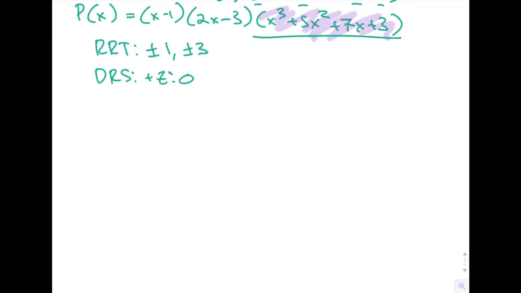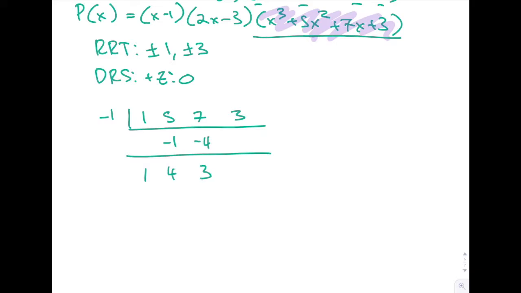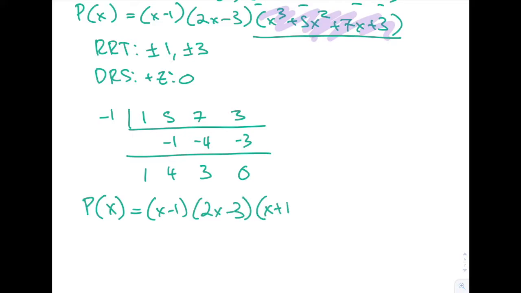I'll just do it once for -1. So we have -1, and our remaining polynomial is 1, 5, 7, and 3, which the 1 times -1 is -1. 5 plus -1 is 4. -4, 3, -3, and 0. So that one works. We have p of x equals x minus 1, 2x minus 3, x plus 1, and then x squared plus 4x plus 3.